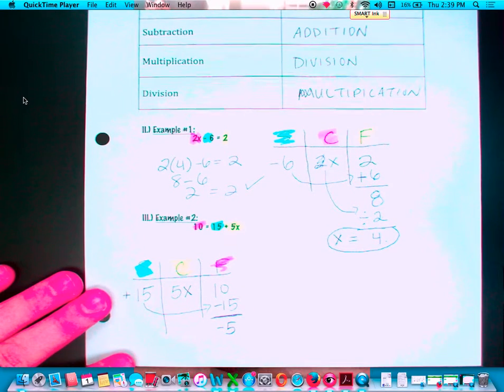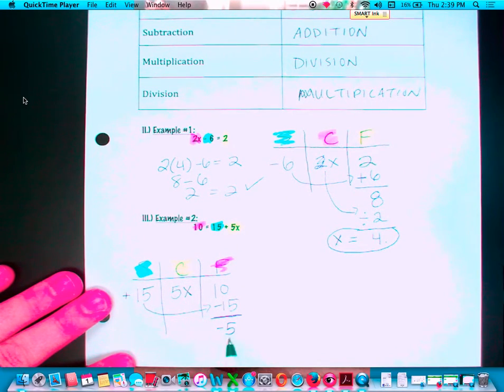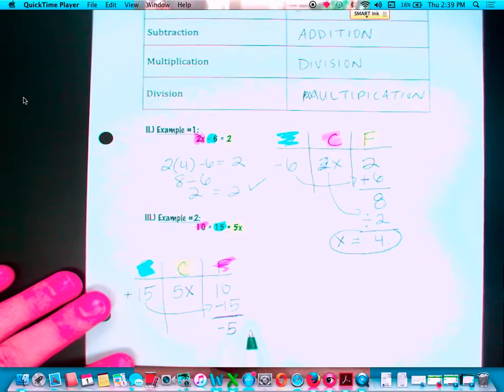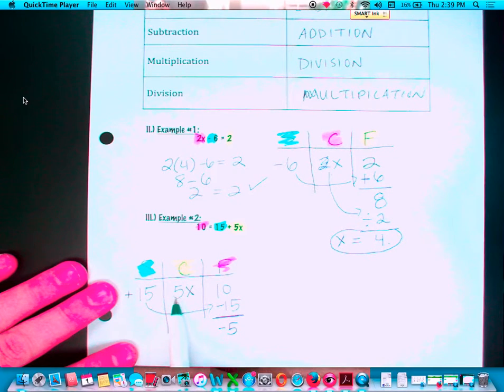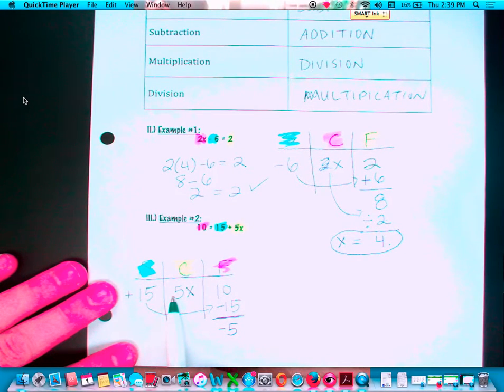But I still have yet to solve for x, because right now I've got 5 times x equals negative 5. And I don't want that. I want to know what x is by himself. So I need to get rid of this 5. And remember, I'm either going to divide or multiply. This means multiply. So what's the opposite of multiplication?